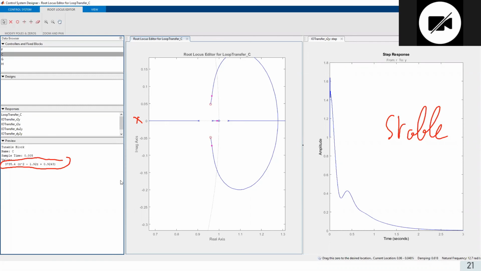Actually, I'm wondering why in the step response the value is approaching 0. That's first element. Yeah, that's interesting.